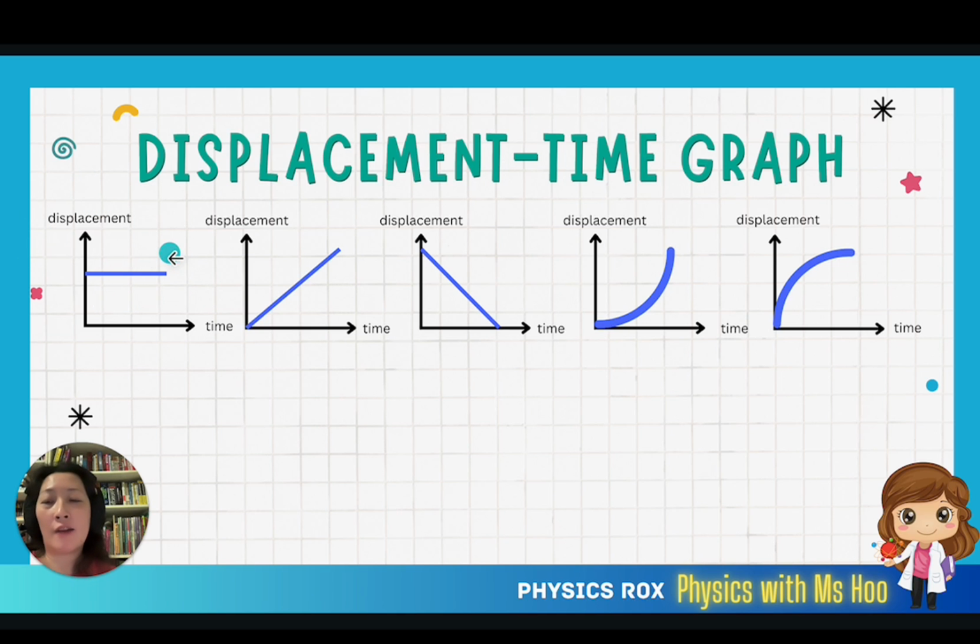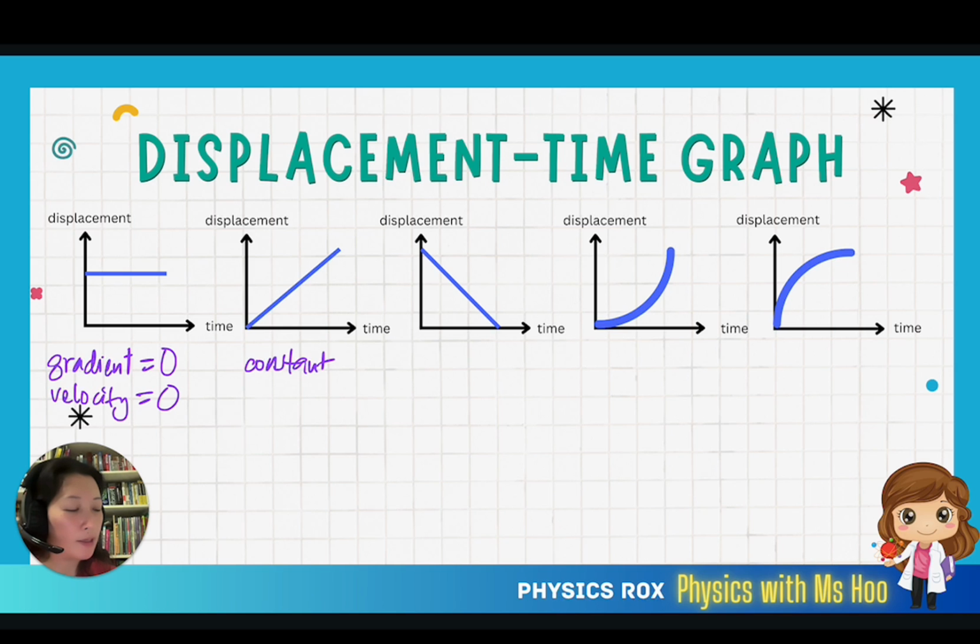We look at the first graph, we have zero gradient because it's a flat line. Displacement is not changing from beginning to end. Therefore, the velocity is zero, because the gradient of a displacement time graph is equal to the velocity. For a displacement path with a positive gradient like this, we have constant positive gradient. This tells us that the velocity is also constant with a positive value.